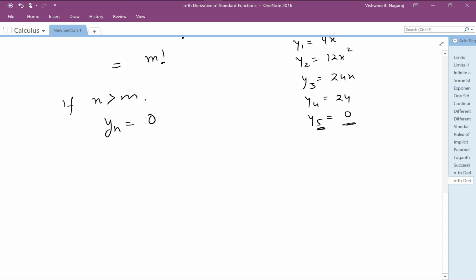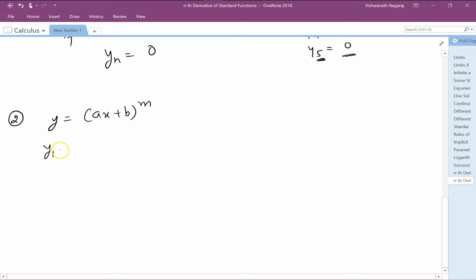Okay, let's look at the next one. See, these are standard functions. The idea is to have a formula for these standard functions so that it becomes easier for us to convert other functions into these forms and directly apply the formula. Let's say y is equal to (ax plus b) to the power of m.